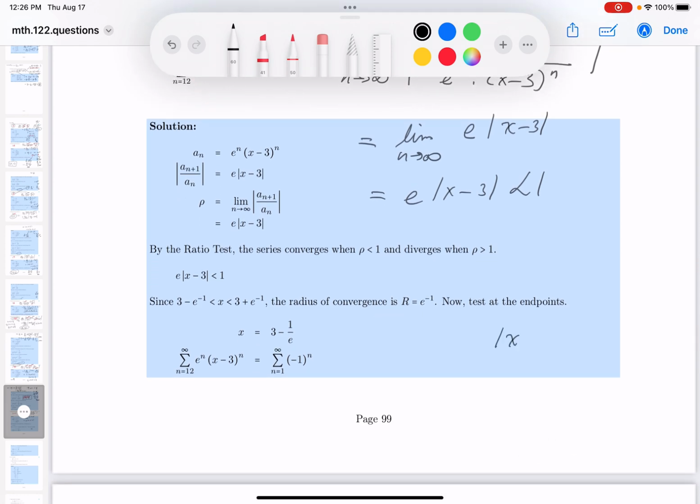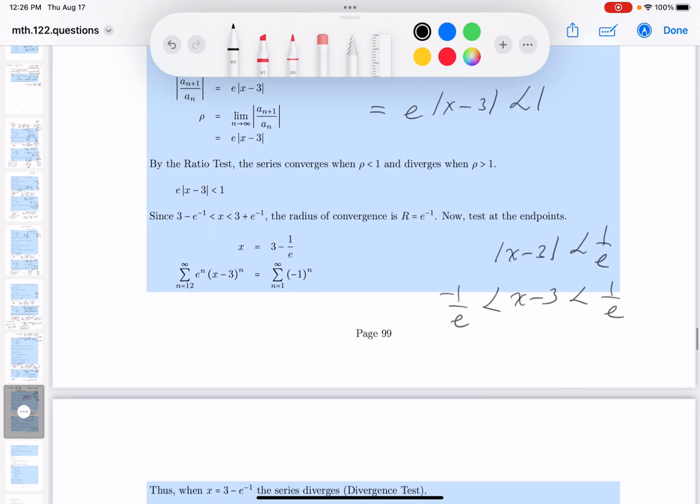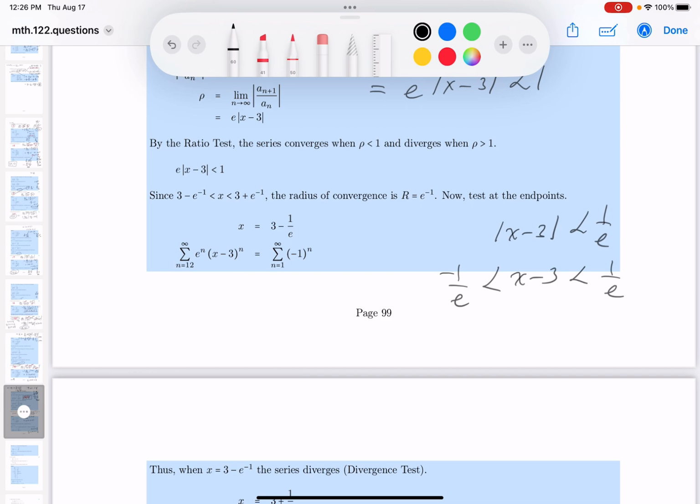The absolute value of x minus 3 is less than 1 over e, which means x minus 3 is between 1 over e and minus 1 over e. Let's see if we can solve that. And what are you going to do? Add 3 to all sides, and you get 3 minus 1 over e, then x, and then 3 plus 1 over e.